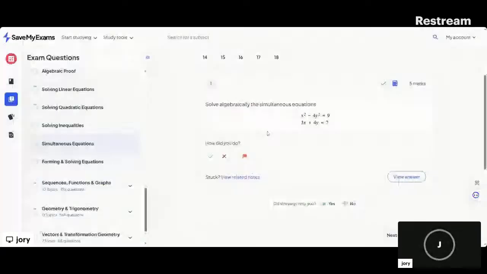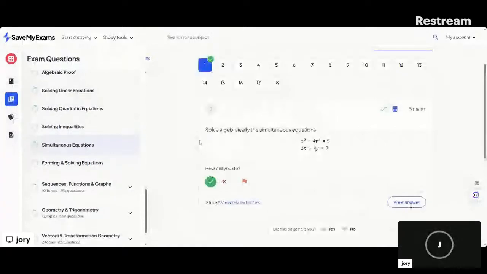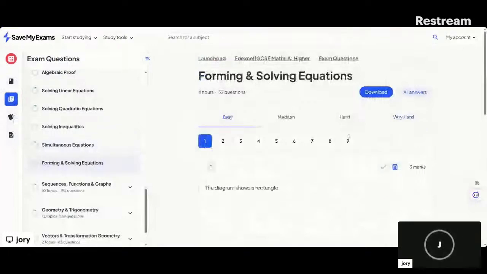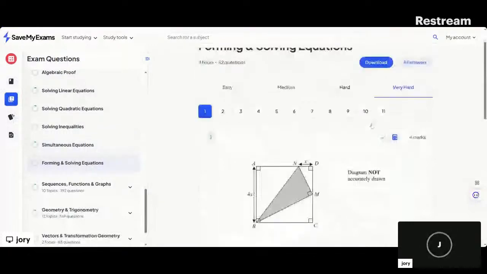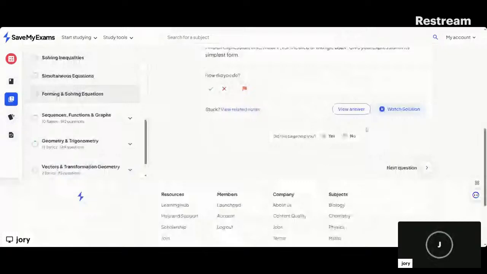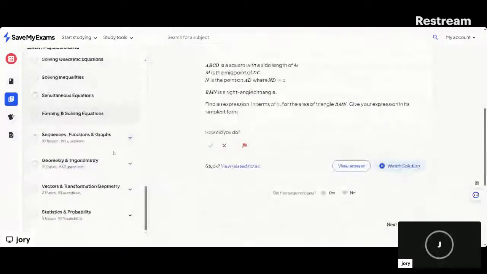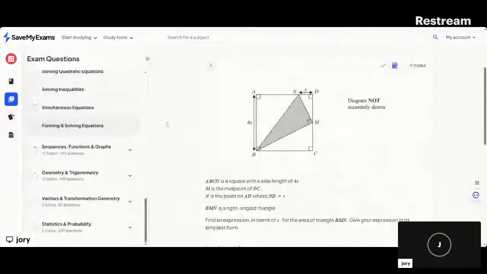This one was a 5-mark question. That's a lot, because they're long as heck. Forming and solving equations. I don't want to do this anymore. To go get something to eat. Maybe I should.